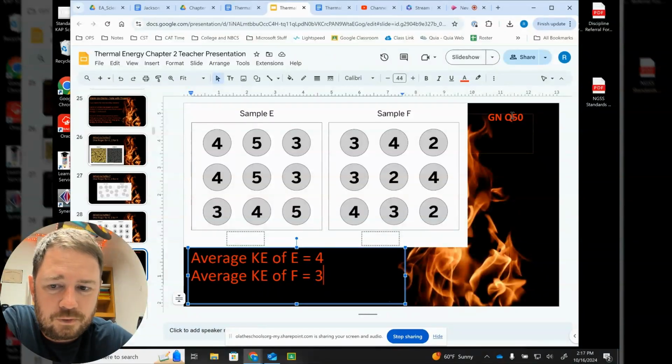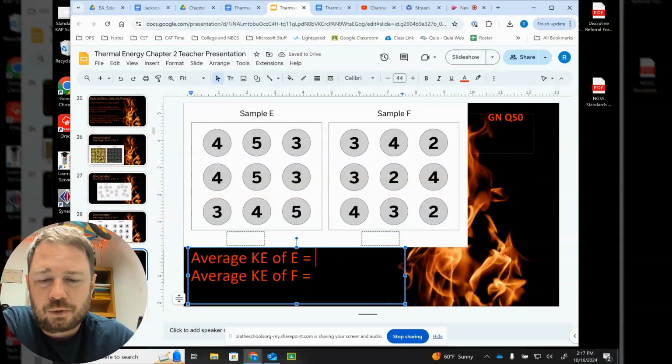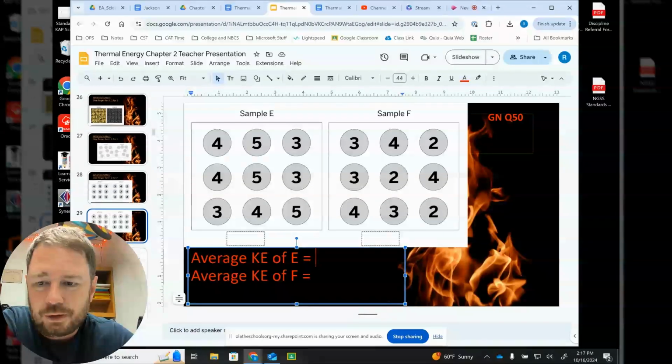This is question 50 that we are doing right now. So sample E is the hotter one because it has an average of 4. Sample F is the cooler one. It has an average of 3.